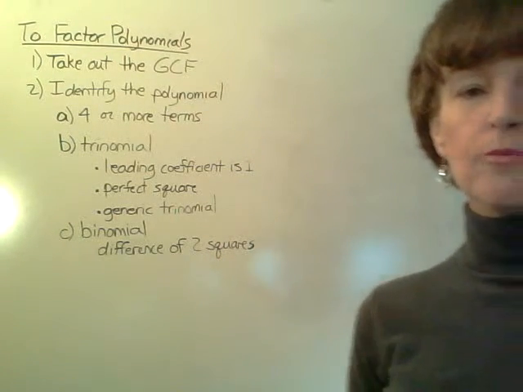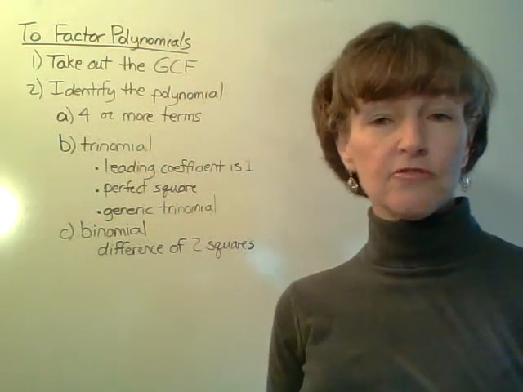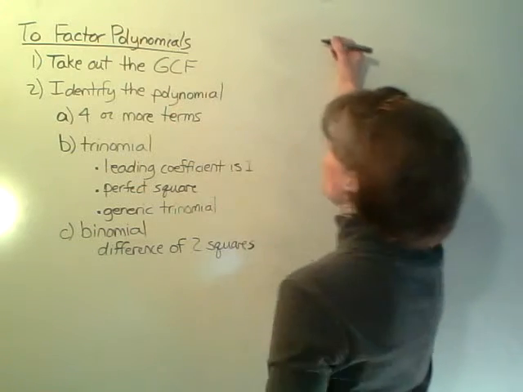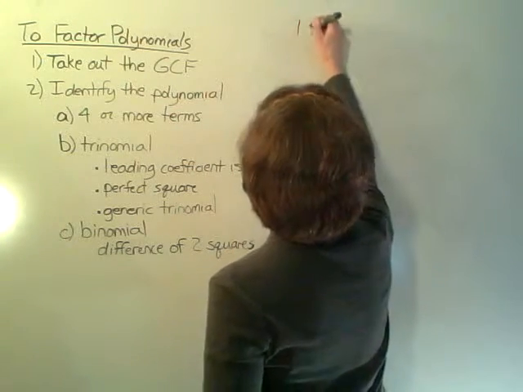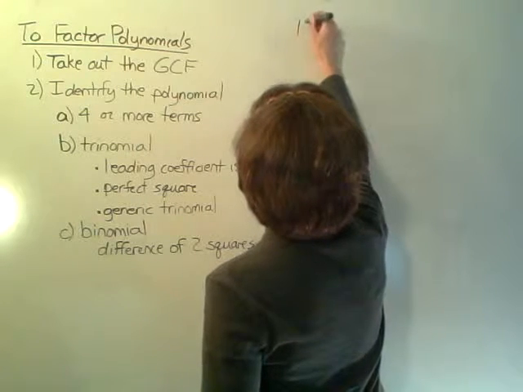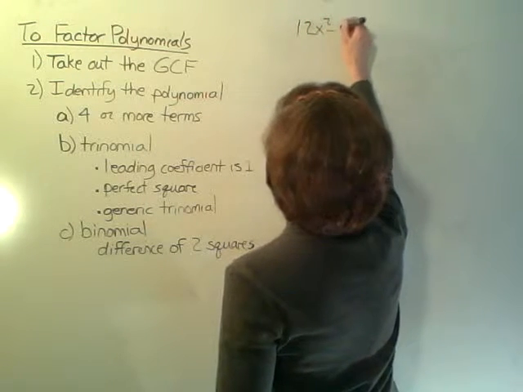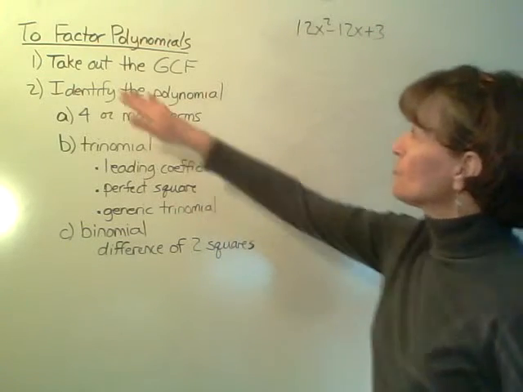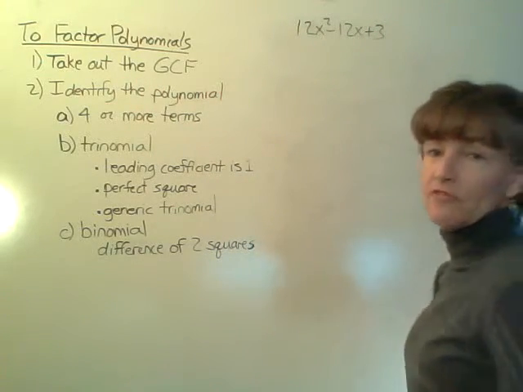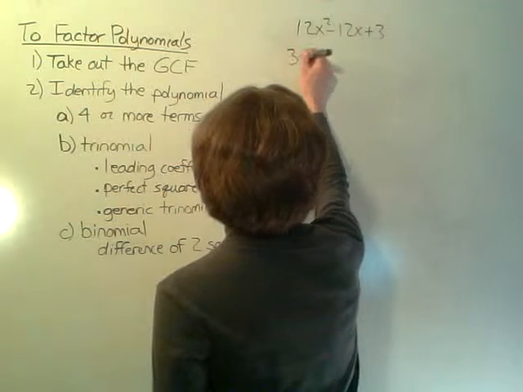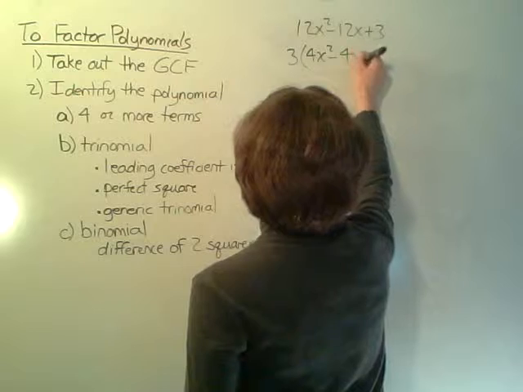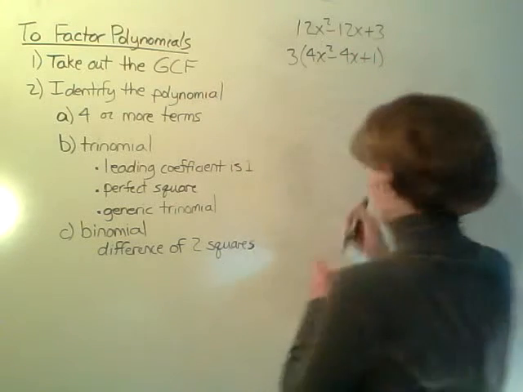Right, now that we know how to factor polynomials, we are going to factor 7 different polynomials in no particular order. And we're going to follow our outline. So the first polynomial is 12x squared minus 12x plus 3. The first step is to take out the greatest common factor. Well, my greatest common factor is 3. And so I'll have 4x squared minus 4x plus 1 left.